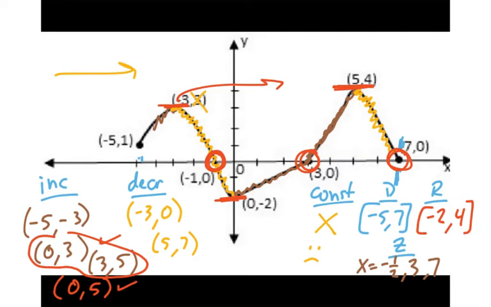So there you go, friends. That's how you look at a graph and figure out where it is increasing and decreasing or staying constant, and a good sort of review on domain, range, and zeros.